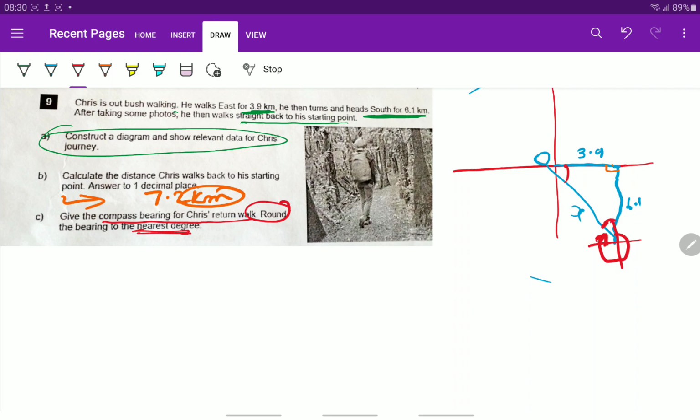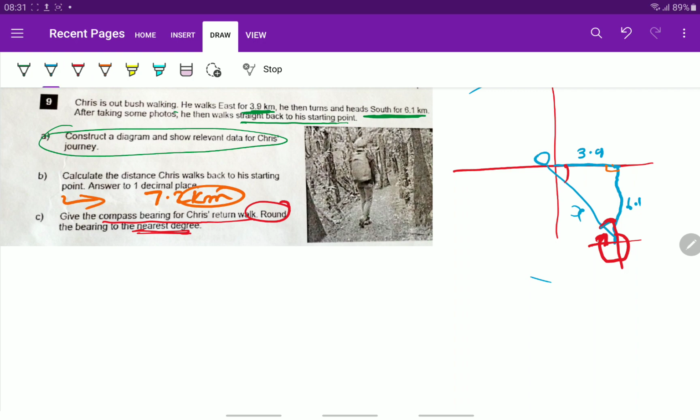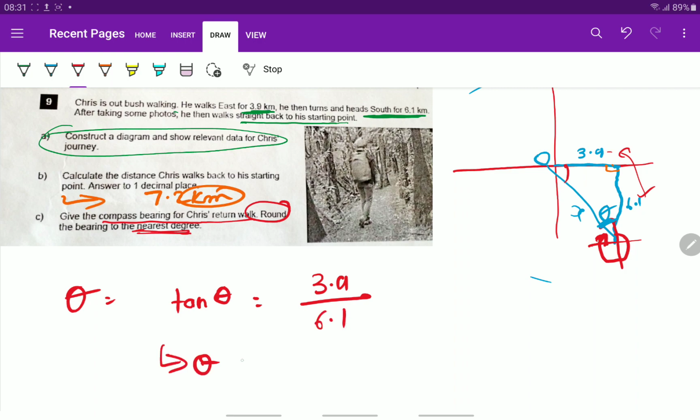I guess we can just go find this angle if we want. Sorry guys, sorry for the delay. So we can find this angle. Let's label this angle theta. So what is angle theta equal to? Sine, cosine, whatever. Let's just choose these two sides because they've given them to us already. Opposite, adjacent. So tan. So tan theta is equal to 3.9 over 6.1. And then theta is equal to tan inverse of 3.9 over 6.1.